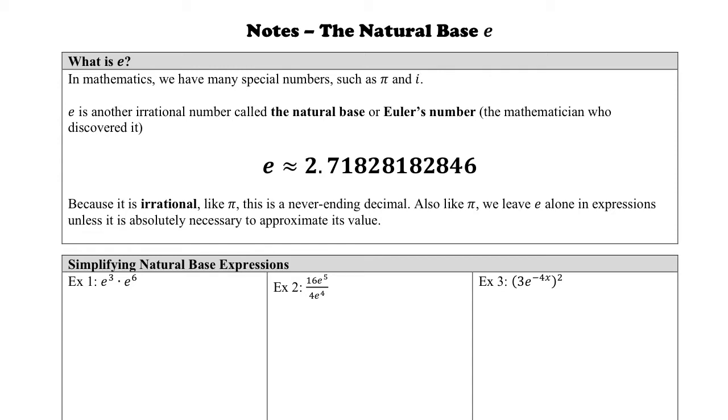It's called e. E is another irrational number called the natural base, or Euler's number. It's basically named after the mathematician who discovered it. E is not a variable. E is kind of like pi. So we approximate e at about 2.718 or so. Because this is irrational, like pi, it means it's never ending.